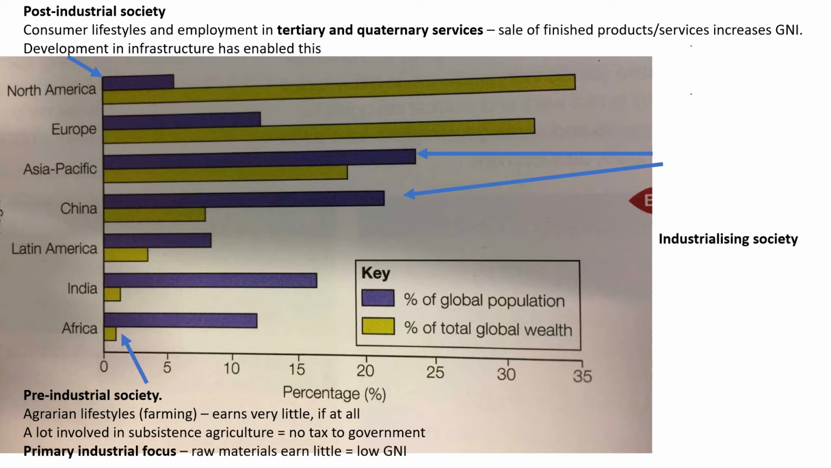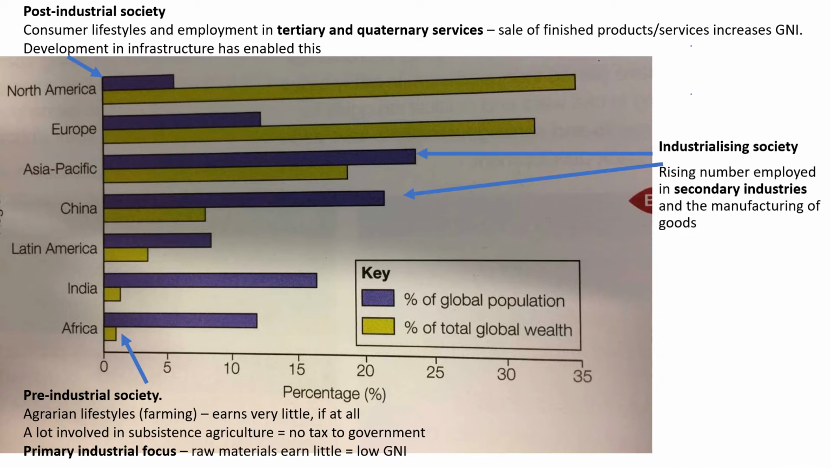And then we've got areas in the middle, like Asia Pacific and China. These are our industrializing societies. Remember, we use the expression newly emerging economies. And in these areas, we have a rising number employed in secondary industries and the manufacturing of products, manufacturing of goods. So therefore, it's going to start to lead to an increase in their GNI.